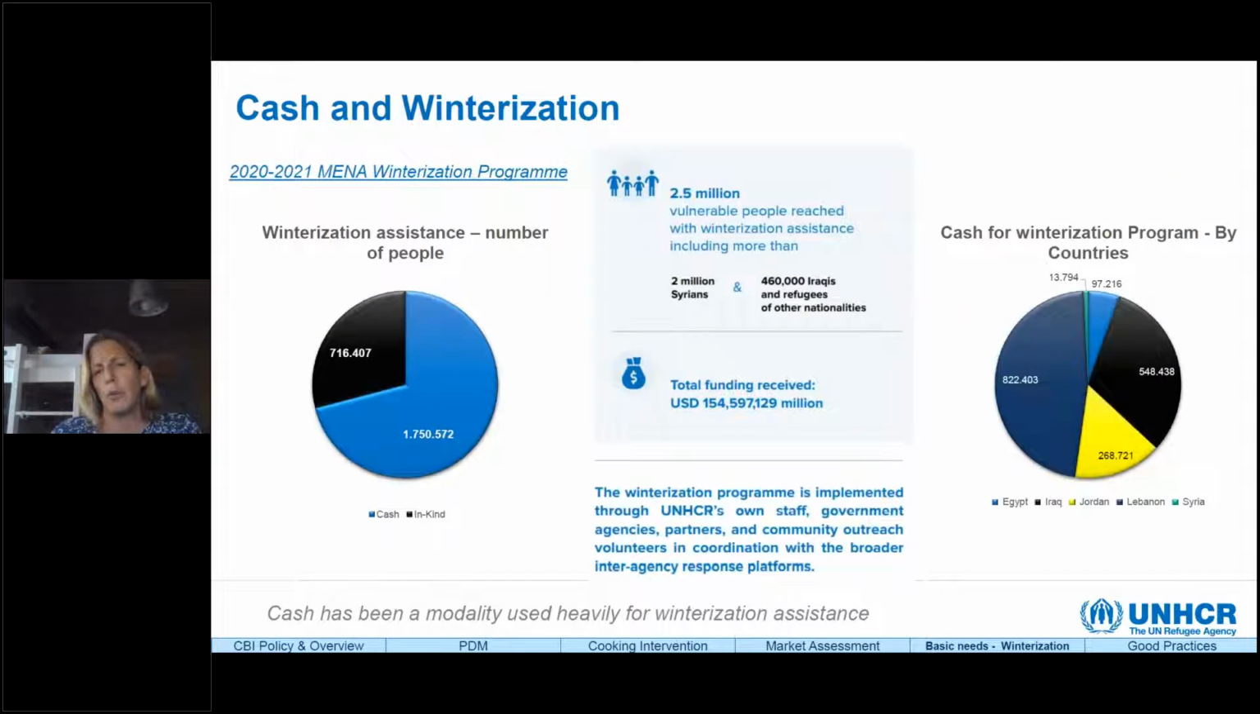This is just to show how much funding goes into the cash. So this is cash for winterization. A large part of the winterization grant is, of course, used for electricity and bills and things that are needed in urban settings to cook and to do other things in the household. But you can see that the funding is massive, yet we know through post-distribution monitoring that it's not enough to meet the basic needs. So maybe we just go to the first slide again, and I will wrap up.